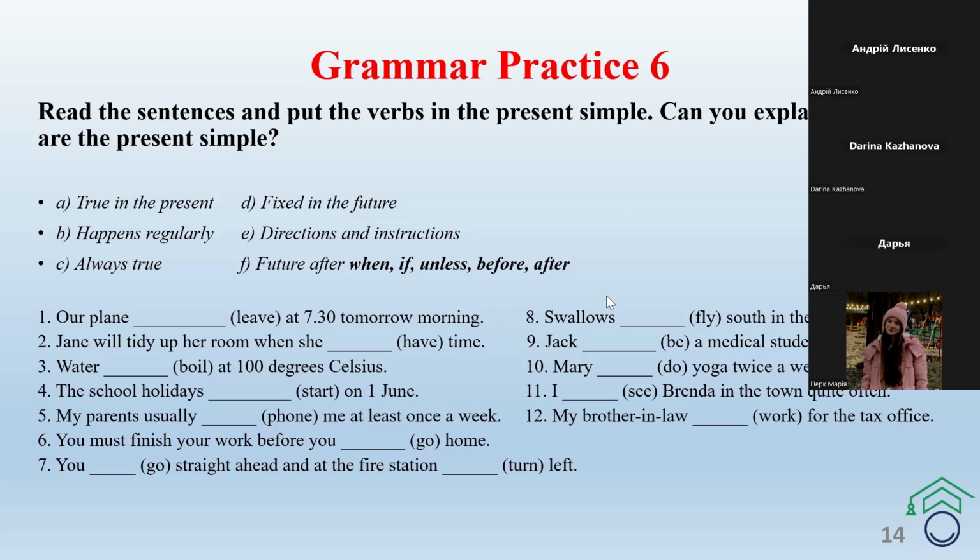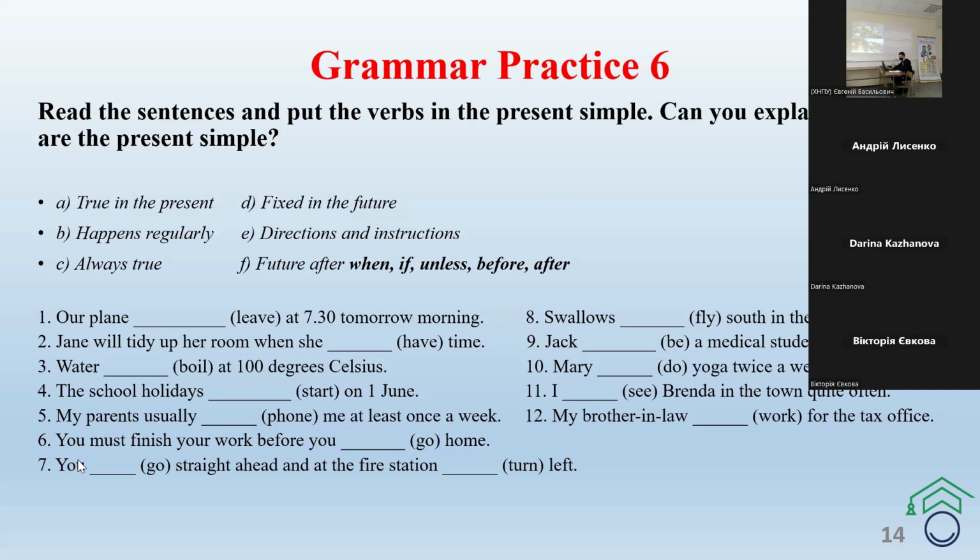You go straight ahead, and the fire station turns left. We miss sentence 6, yeah. You must finish your work before you go home. It is present simple because it's direction and instruction. Directions and instructions, yeah. Thank you. Sentence 7. You go straight ahead and at the fire station turn left. Go and turn because it's directions and instructions.